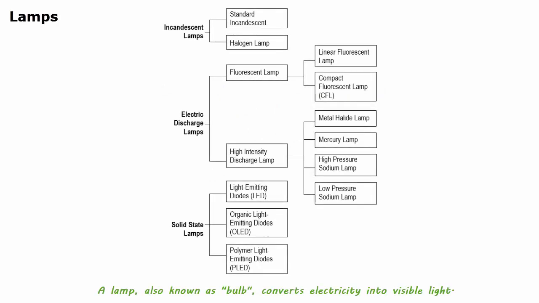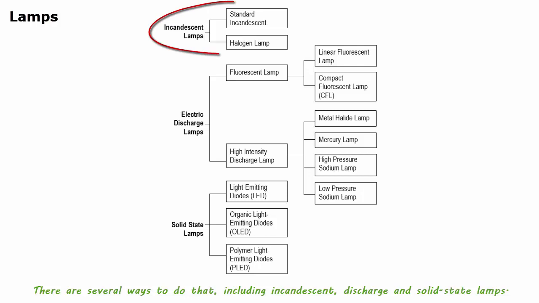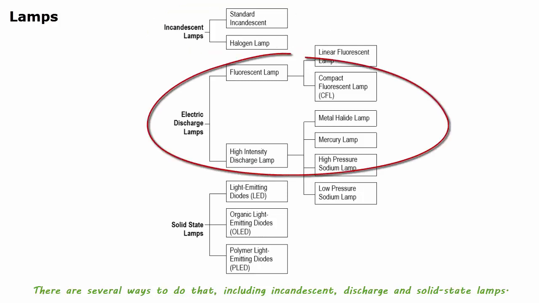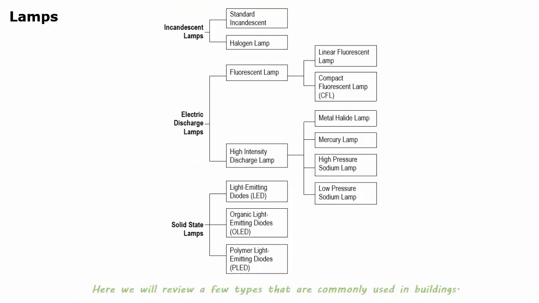A lamp, also known as a bulb, converts electricity into visible light. There are several ways to do that, including incandescent, discharge, and solid-state lamps. Here, we'll review a few types that are commonly used in buildings.